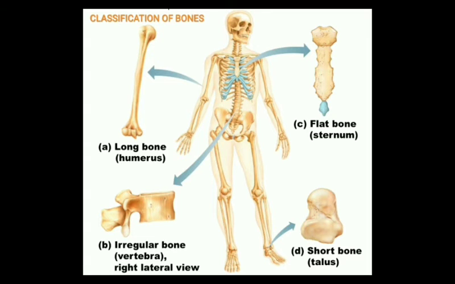Flat bones are formed by intramembranous ossification. They consist of inner and outer tables, which are formed by cortical bone. In between the inner and outer tables, it is intervened by trabecular bone. Examples of flat bones are sternum, skull, and facial bones.